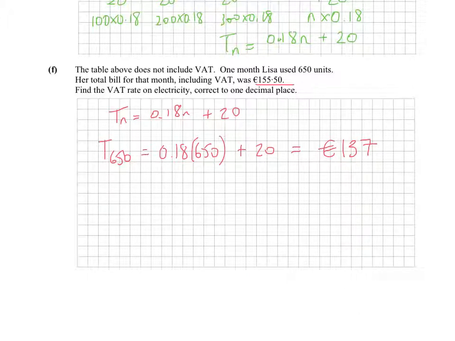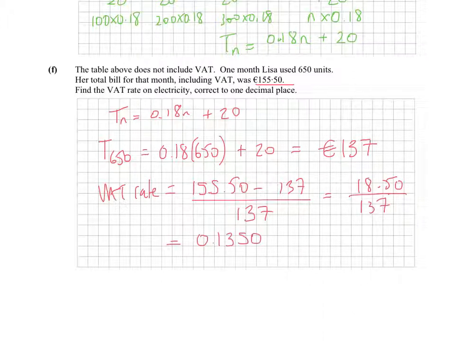But they tell us that after VAT it's 155.50. So it's a case of appreciating what the extra amount is and finding out that as a percentage of the original amount. So my VAT rate is going to be the difference, the actual VAT that was added on, and I'm going to divide that by the original amount. We have 0.135, which as a percentage is 13.5%.